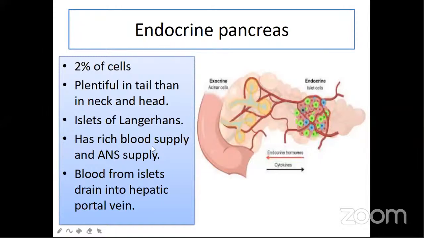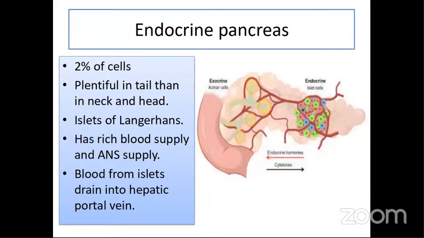This pancreas has got a very rich blood supply. Why? What is the significance of the rich blood supply? Yes? Some hormones are released into the blood. Excellent. If it is an endocrine gland, it should have a very rich blood supply because the hormones are released directly into blood. Also, there is a rich nerve supply.